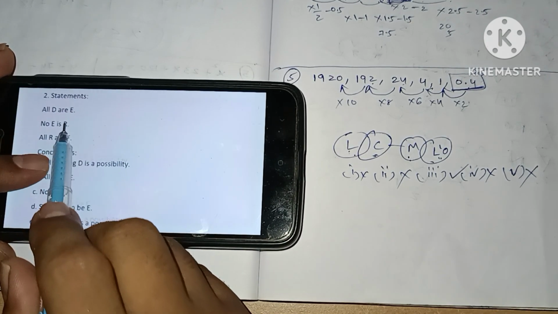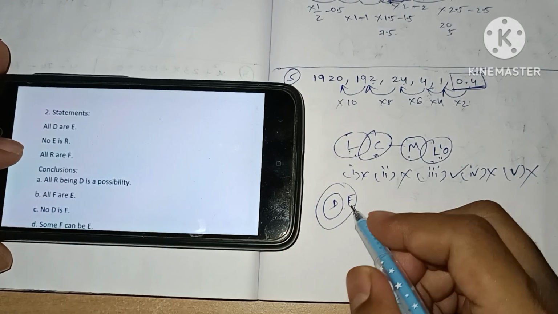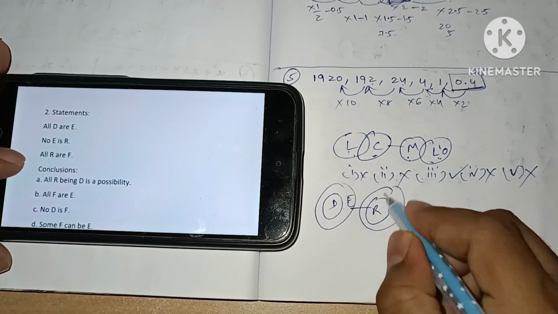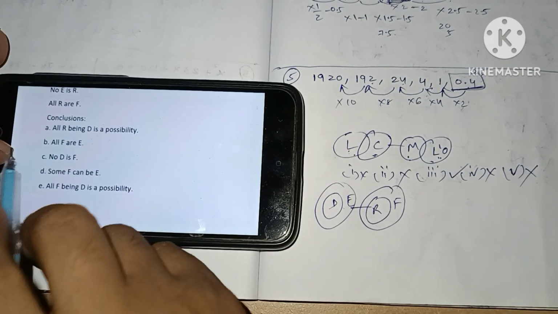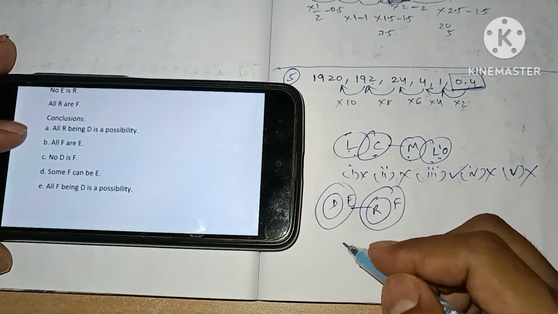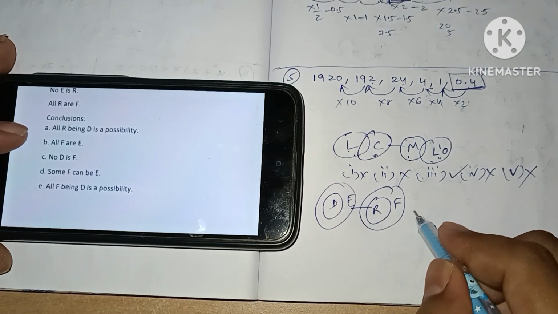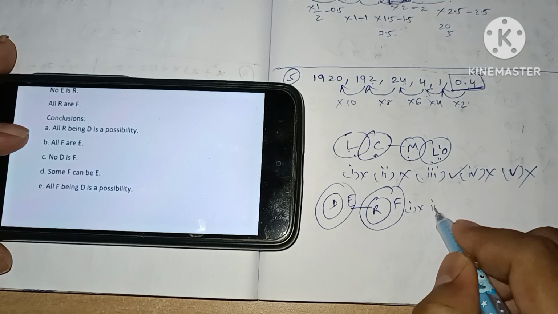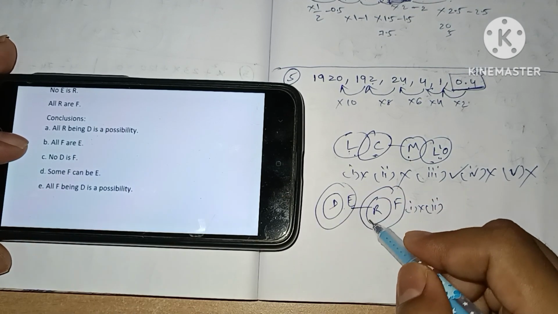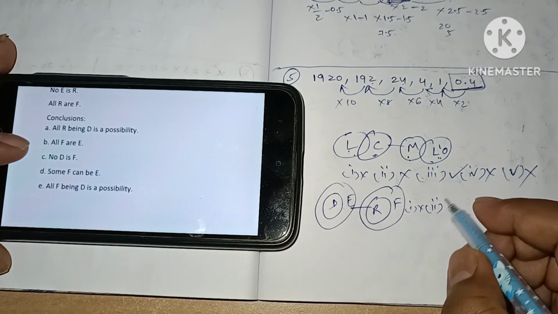All D are E. No E is R. All R are F. Okay. Let's see conclusions. All R being D is a possibility or not. Can all R be placed inside D? It is not possible. So the first conclusion will be false. Second conclusion, all F are E. So all F are inside E. It is a direct conclusion and there is no direct relation between E and F. So the second conclusion will be false.